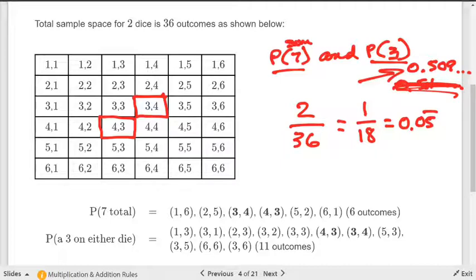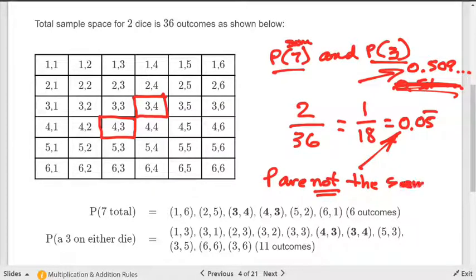Look at this probability and look at this probability. What do you notice about the 2 probabilities? One is bigger than the other. Yeah, they're not the same. The probabilities are not the same using both methods.